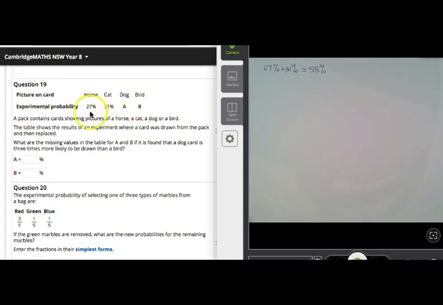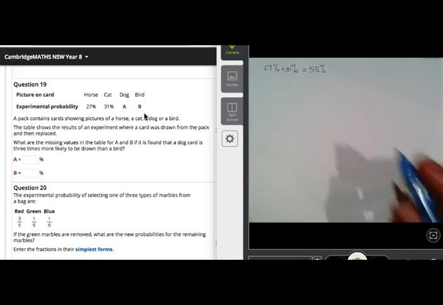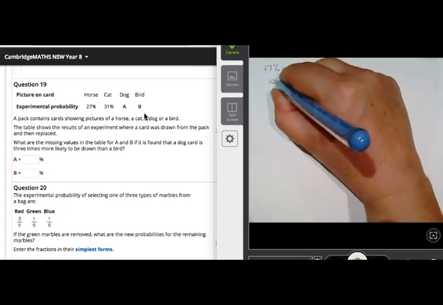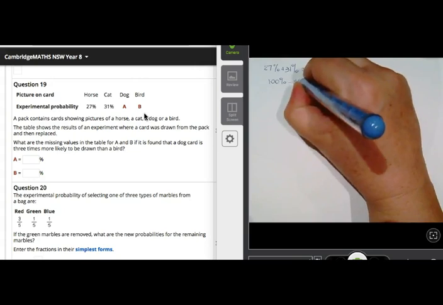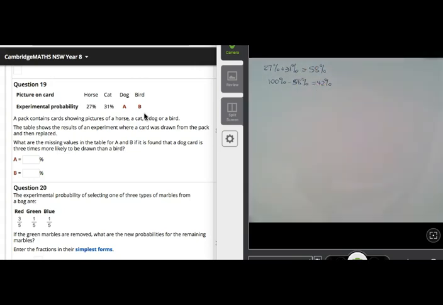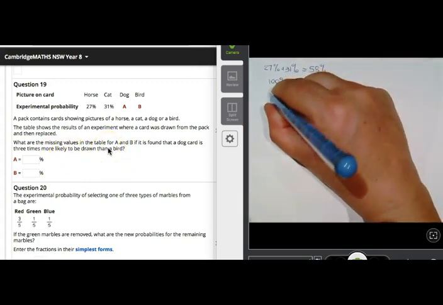So the horse and the cat together so far add up to 58%. Now we know that the sum of all probabilities equals 1. However, we know that 100% also is 1. So if already 58% is taken up with horse and cat, we need to do 100% minus 58%. So we've got 42% left over between the dog and the bird. However, the dog and the bird are not equally likely. It says that it is found that a dog card is 3 times more likely to be drawn than a bird.